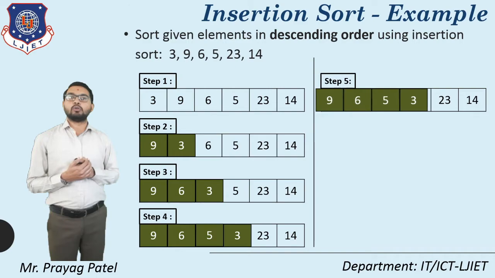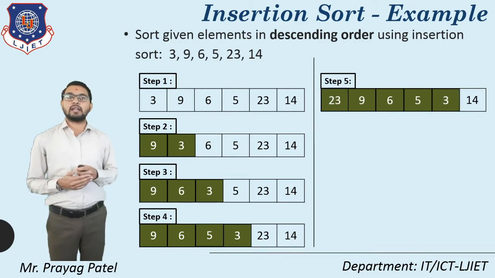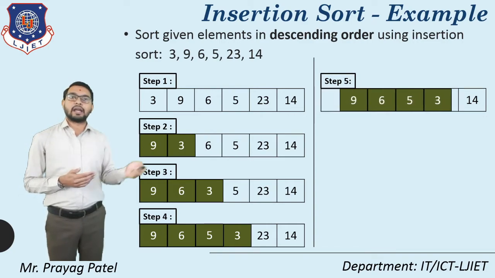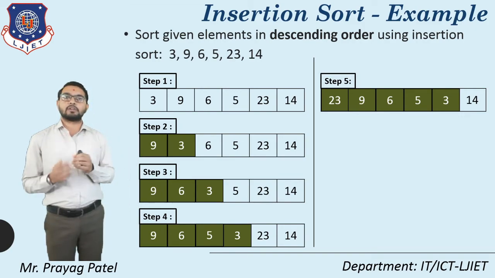Now consider the value 23. So put the 23 at the first position. That's why we can say there is right shifting of each and every element. So here, first right shift of 3, then right shift of 5, then right shift of 6, then 9, then put the 23 at the first location.